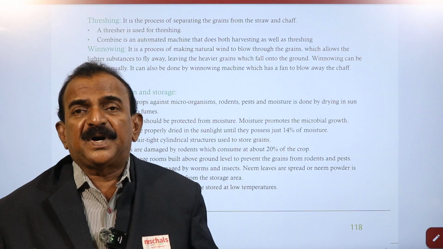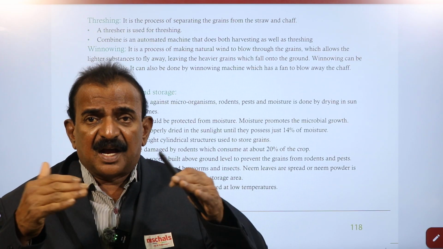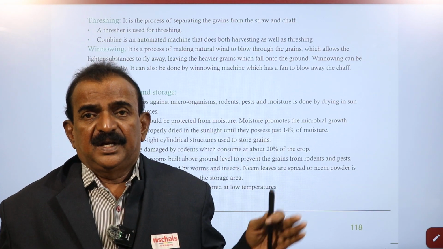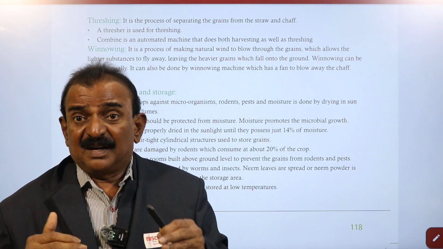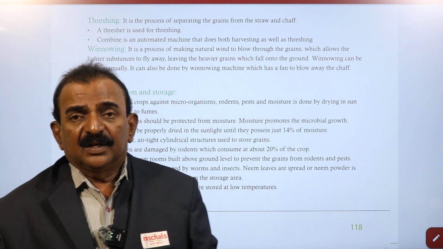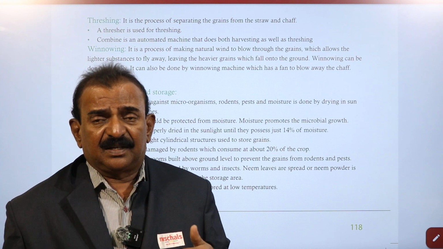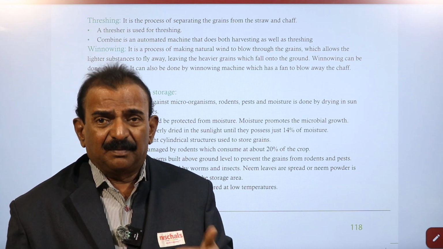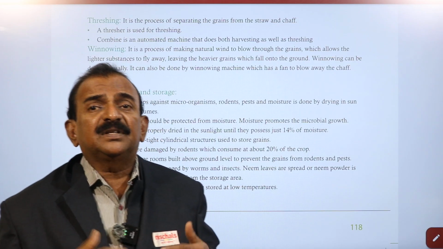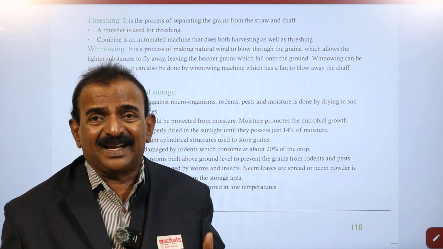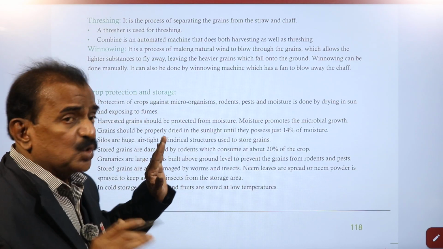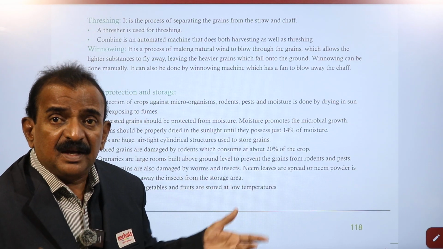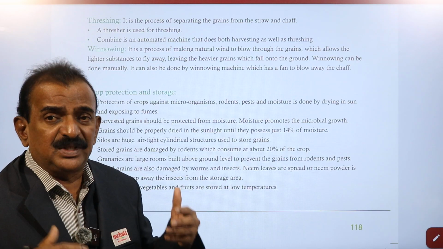So 20% of food grains are consumed by the rodents, and they are causing heavy loss to the crop grains particularly. So to prevent the loss caused by rodents, farmers need to store these grains in a safe place. Now we need to understand what the safe places are and where we need to store these grains.